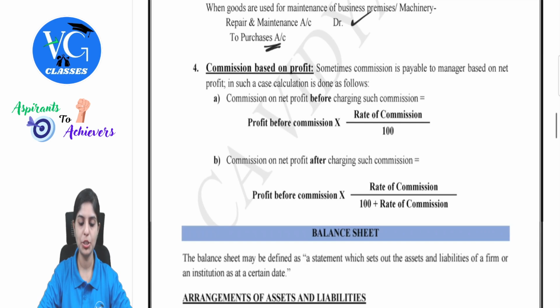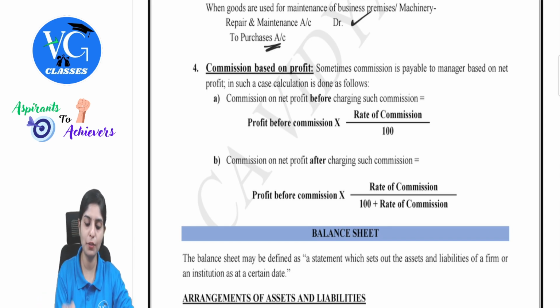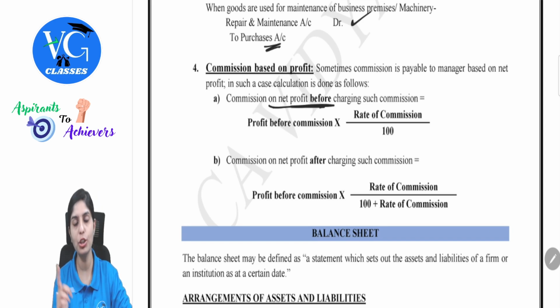Next, commission based on profit. So this is sometimes when managers are given the role on top of salary, they would also be paid commission for the work they provide because this is ultimately their driving force to generate more sales. How would you actually treat this in final accounts? First, you have to understand whether the commission is given on net profit before charging or it is after charging.